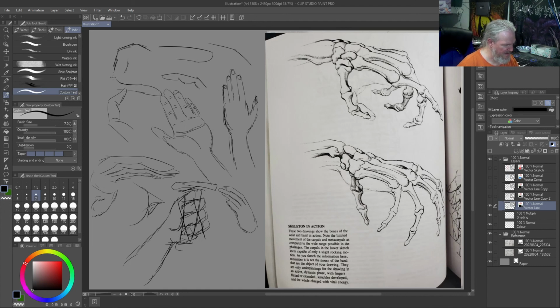Trying to get a better idea of how to render them in effective ways. But yeah, that's all I have to say in terms of sketching this week.